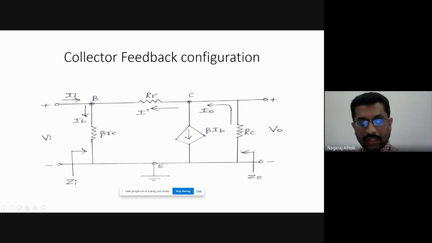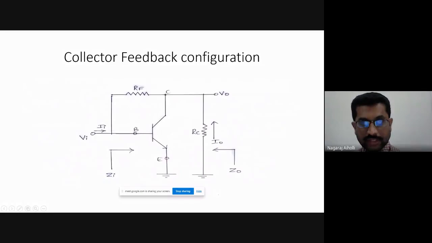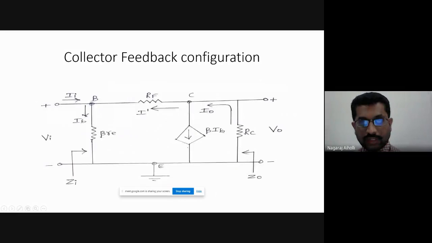Then I0, how does I0 flow? It is flowing through RC. If you look into this AC equivalent circuit, it is flowing through RC into the collector terminal. Therefore, here also it is shown, I0 flowing through RC into the collector terminal. Here there is no resistance, and the same current flows here.